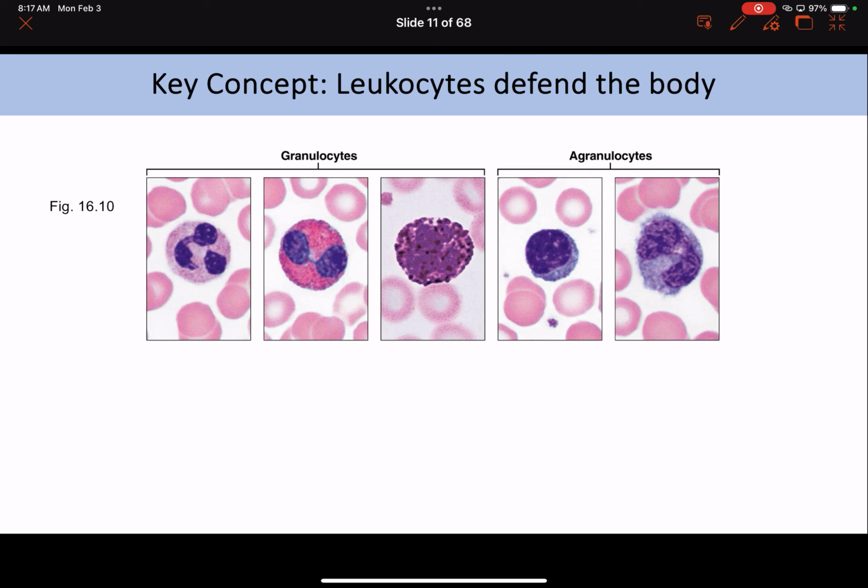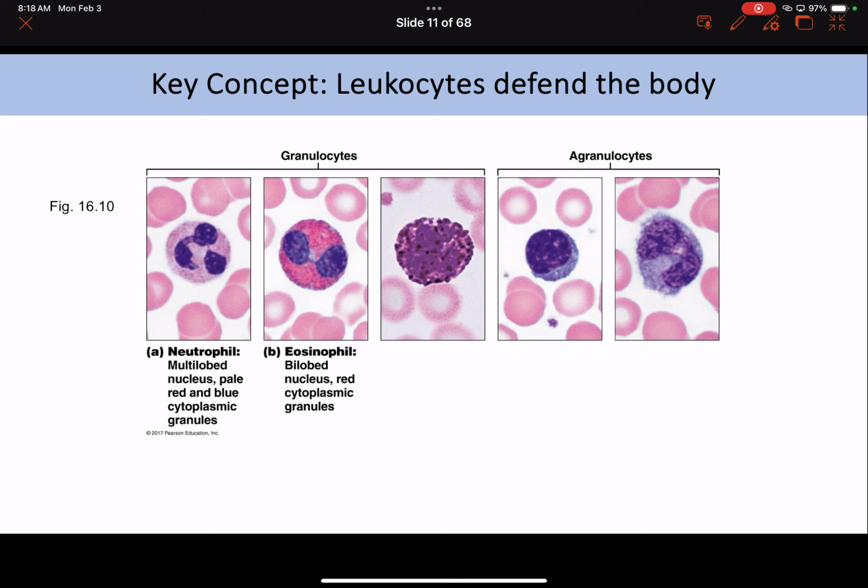So, leukocytes defend the body. We're going to talk about each one of these blood cell types. What's the first one that you see? That is a neutrophil. It is multi-lobed. There's 3 pieces of its nucleus. How many lobes could a neutrophil have? 3 to 5.